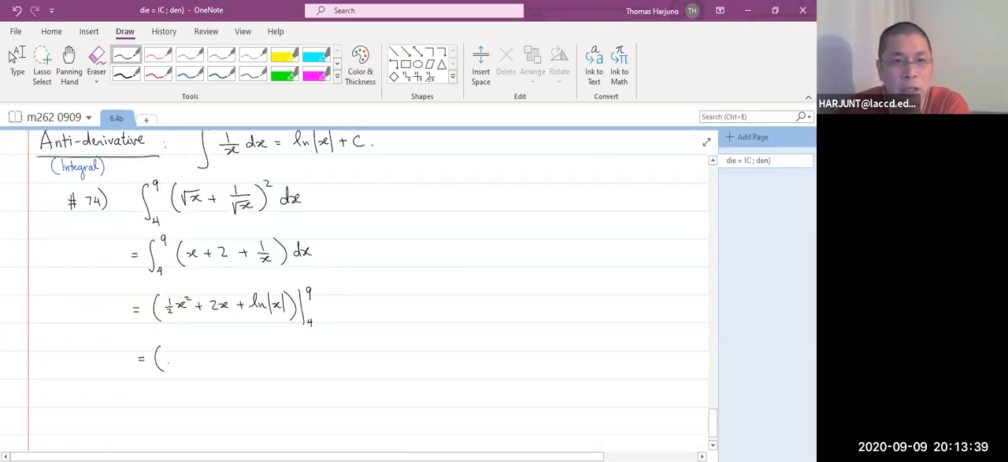And this is equal to 81 over 2 plus 18 plus natural log of 9 minus 8 plus 8 plus natural log of 4. Okay, and from there you can compute yourself. I hope so.